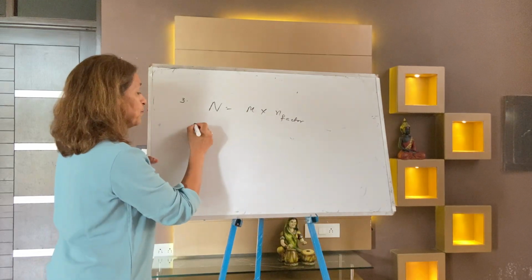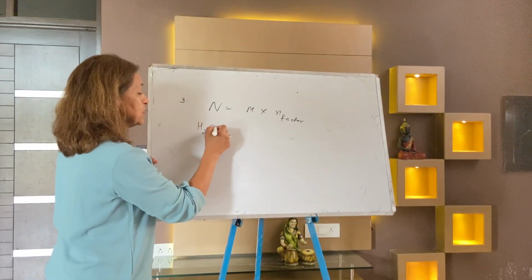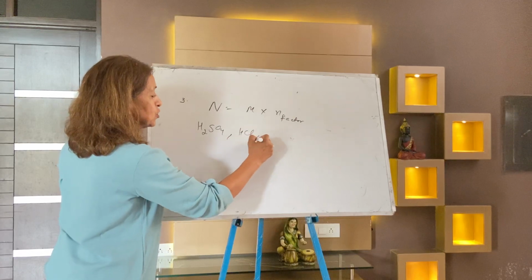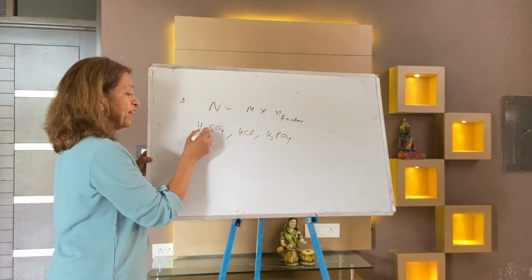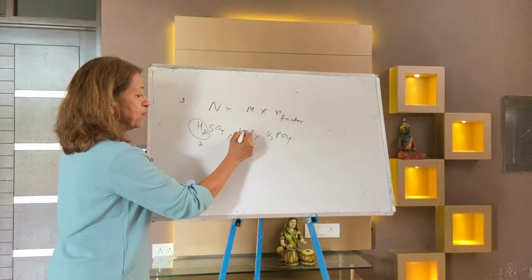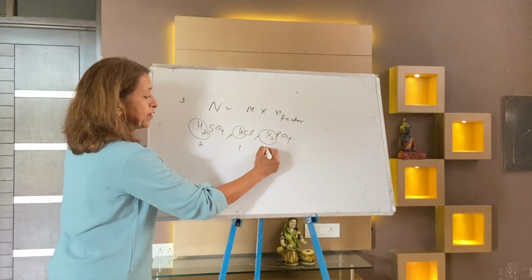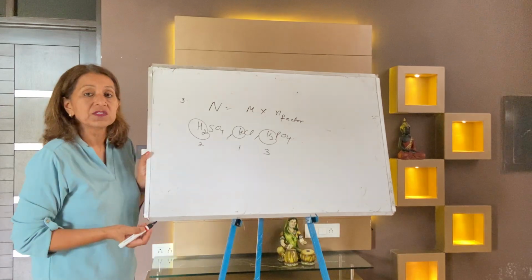For an acid, for example HCl, H2SO4, H3PO4, the n factor is the number of replaceable H. Here the n factor is 2, here the n factor is 1, here the n factor is 3. It's the basicity of the acid.